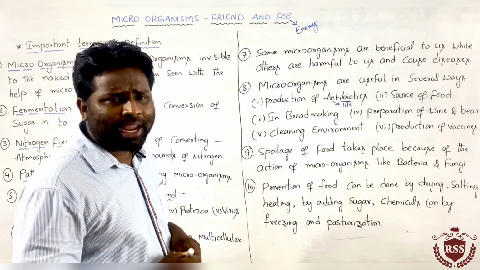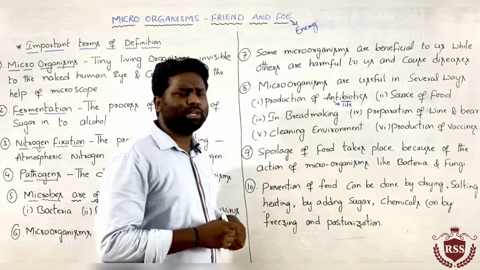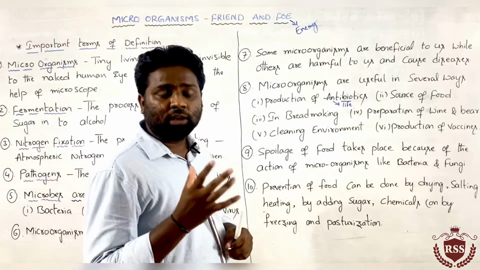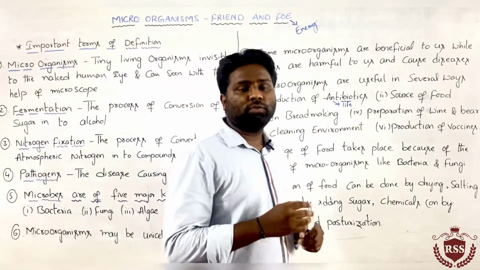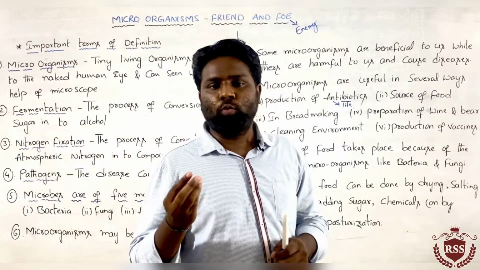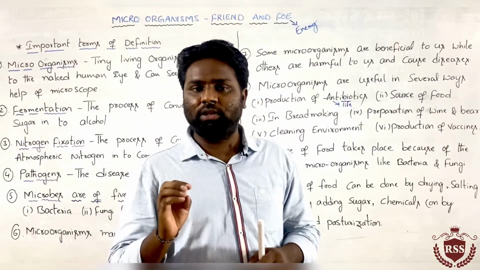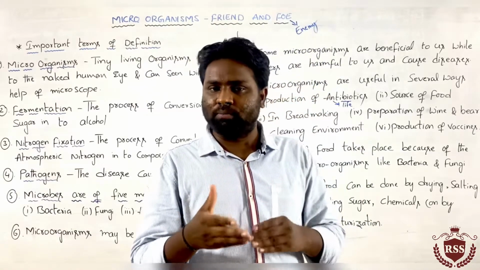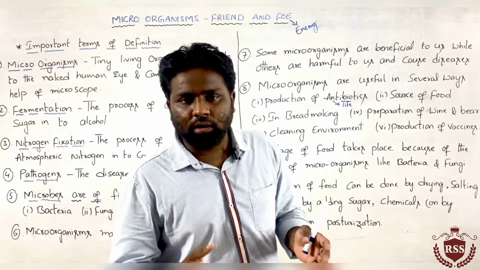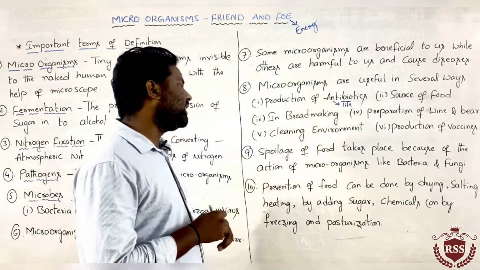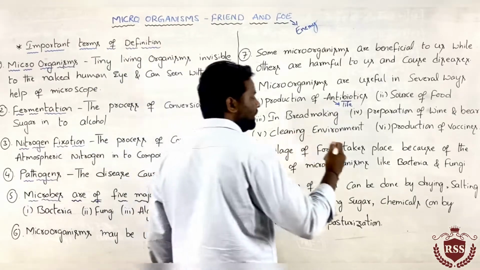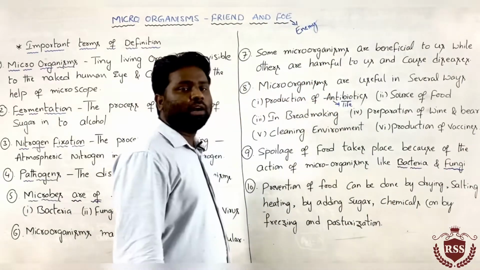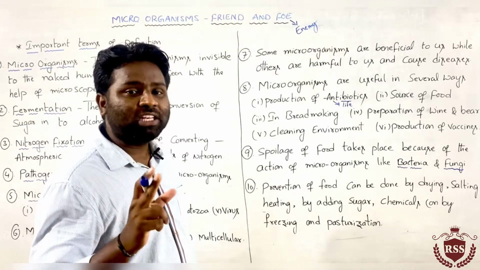Sometimes spoilage of food also takes place because of microorganisms. Because of microorganisms like bacteria and fungi, the food will spoil. Sometimes if you keep bread in a watery area, or if you touch the bread with your fingers, then fungus forms and spoils the food. In that way, spoilage of food takes place because of the action of bacteria and fungi.